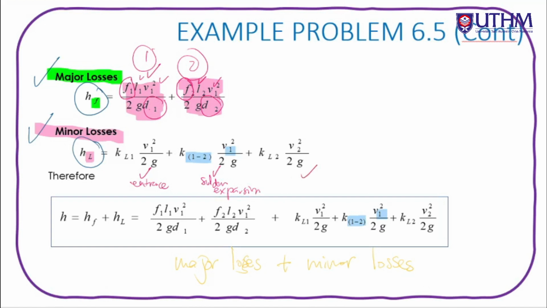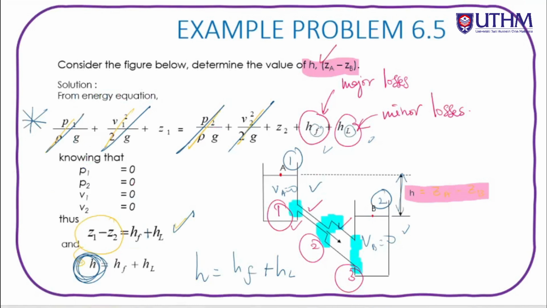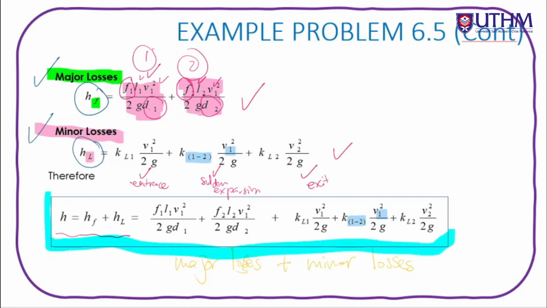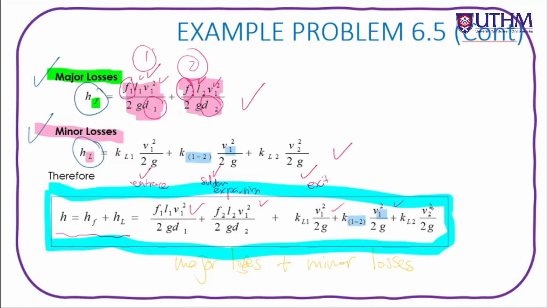Okay, and then kita ada this exit losses. So what is the value of H? H is apa yang dia nak cari, kan, dia nak suruh kita cari. So H is equal to HF plus HL, in which this is HF, this is HL. So semua ni adalah value of H. And if let's say the questions give all the information, then kita replace je lah all the value here, and then we will get final value here. Okay. Right.